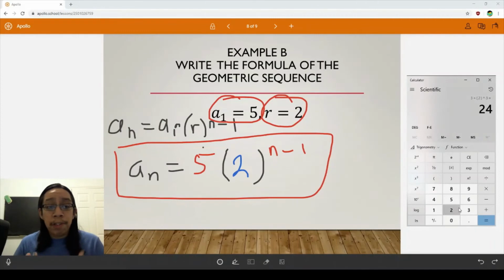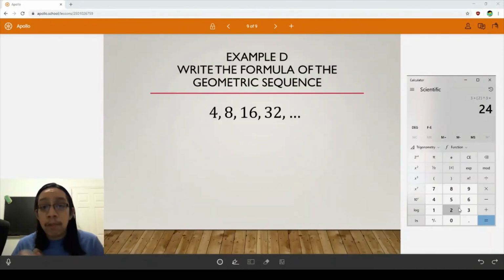Now, is it always going to be as simple as this? Absolutely not. Sometimes you're going to have to look for that information yourself, but it's not that hard. Check this out. Let's write the formula of the geometric sequence. Notice that I didn't tell you what the first term was, and I also didn't tell you what the ratio was. So it's our job now to figure out where that information is on our paper.